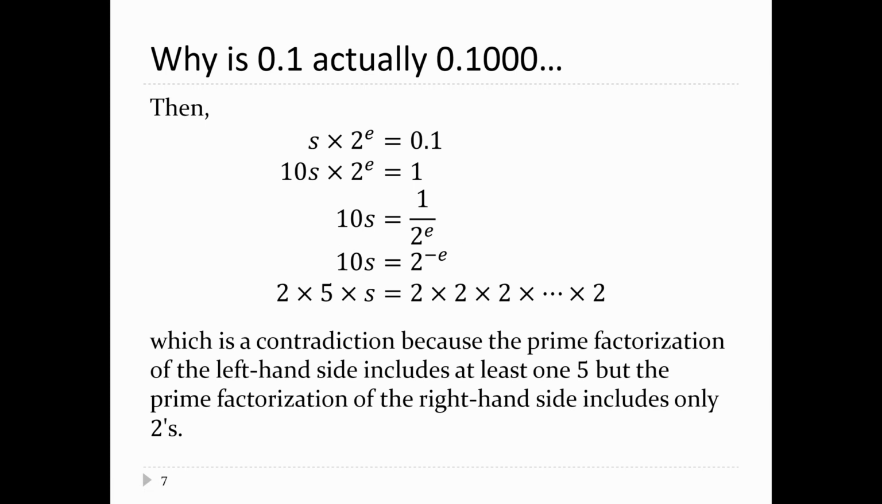E is negative, so the right-hand side is just 2 times 2 times 2, e times; that is, 2 to the absolute value of e. So there are e 2s on the right-hand side. What's on the left-hand side? There's a 10, which is 2 times 5. So I almost have the prime factorization on both sides, but on the left-hand side there's a 5. There's no 5 on the right-hand side, so there's no way that this equation can be true. The prime factorizations are not equal, which means there's no way you can find a value of s such that this equation is true. That's it. So you can't represent 0.1.